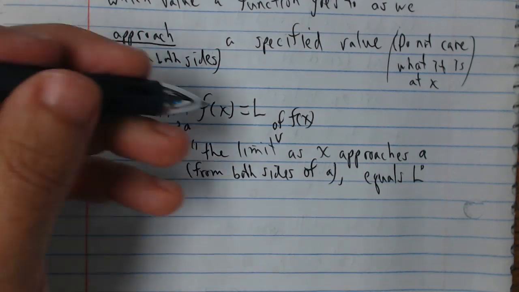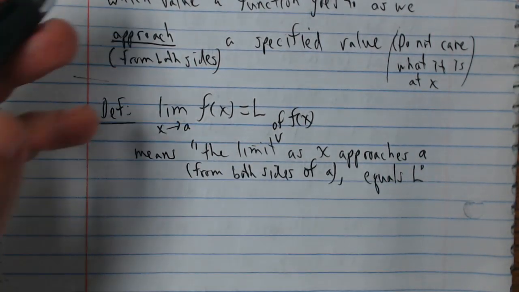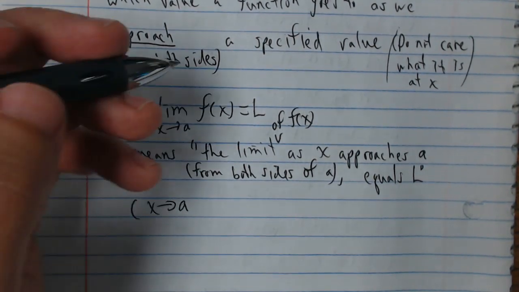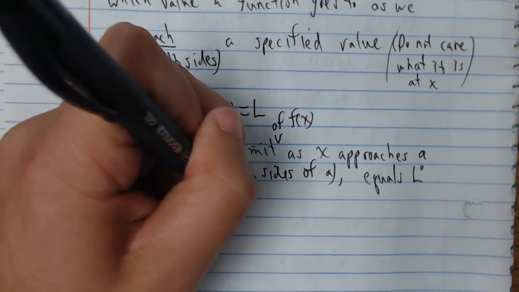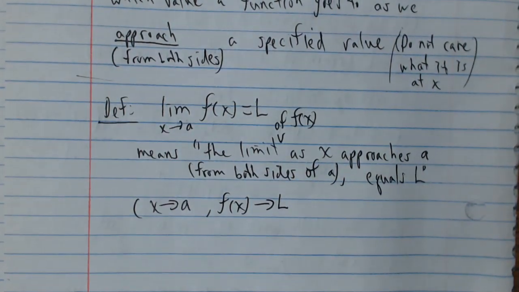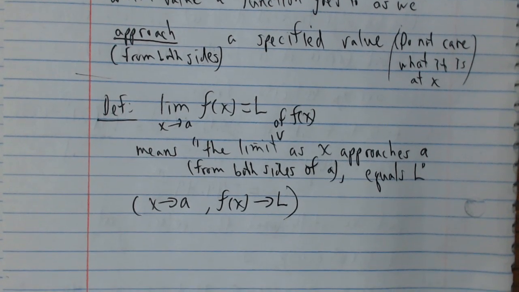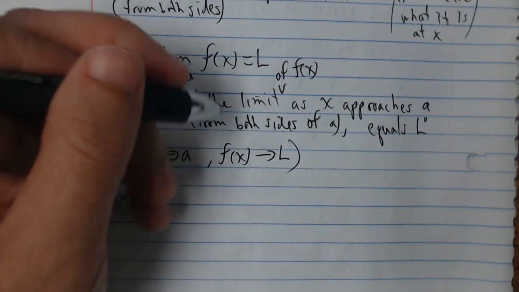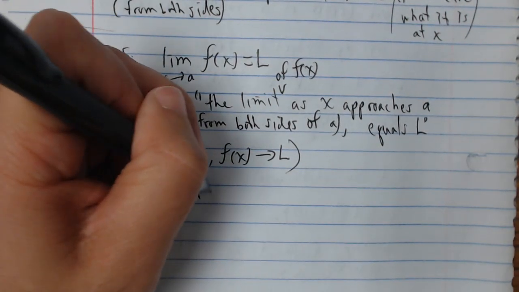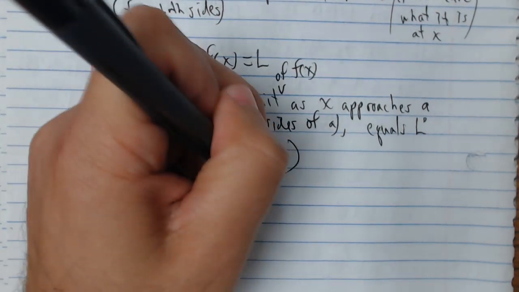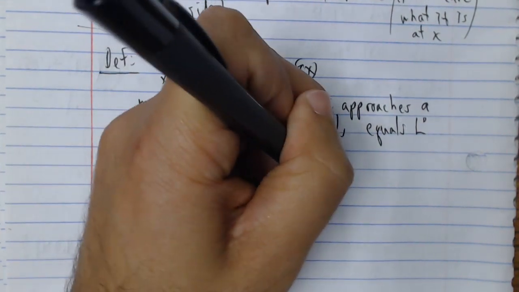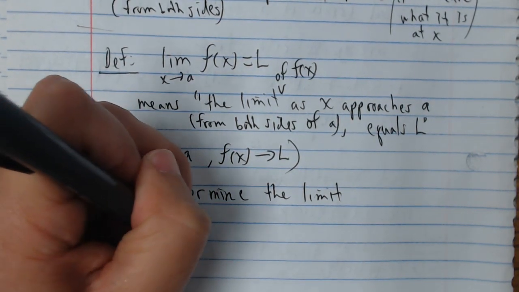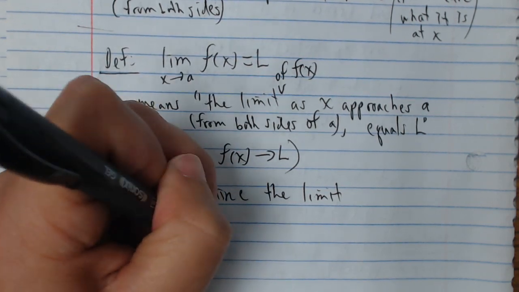To use notation, instead of writing it this way, we could say the following. As x gets close to a, what do we know? f of x approaches capital L. That's what we're saying here. So let's look at our first example. Determine the limit as x approaches 5 of 6 over x minus 5.